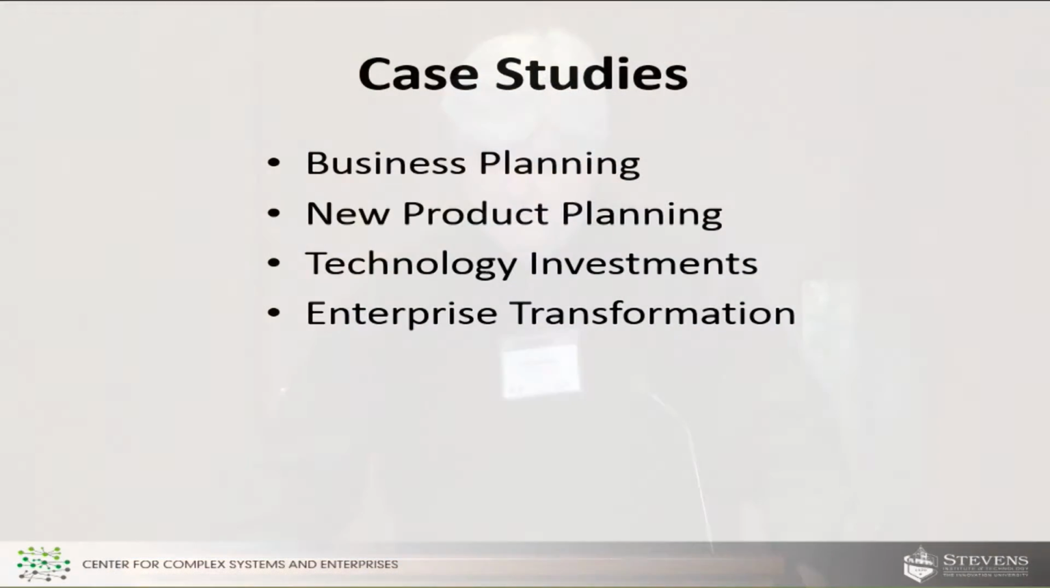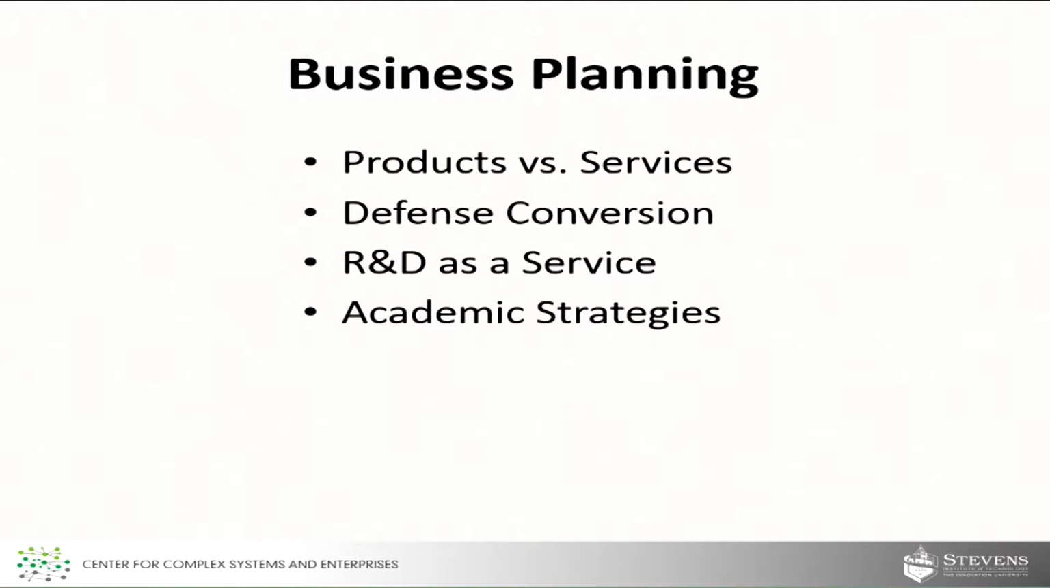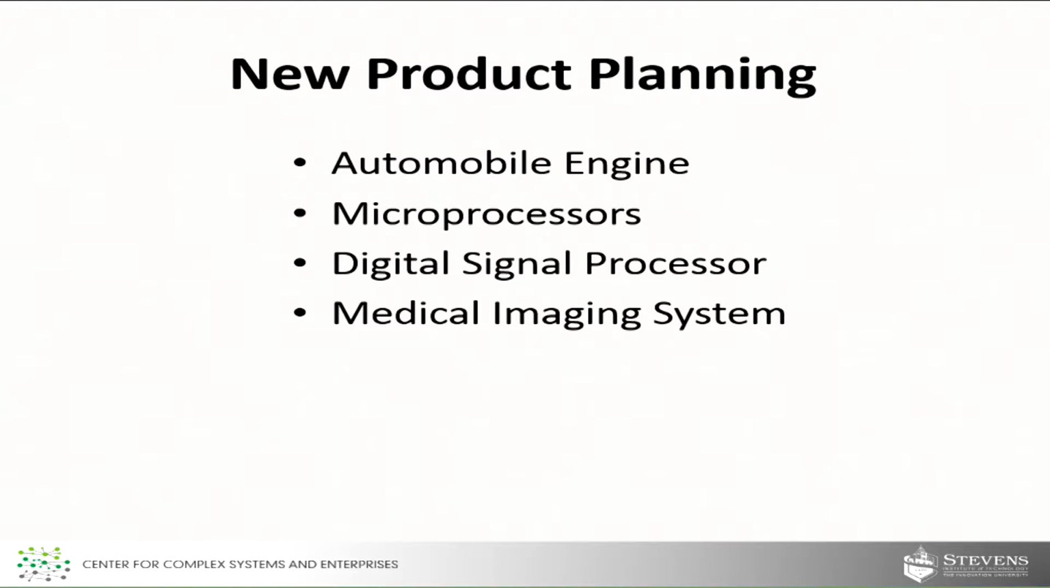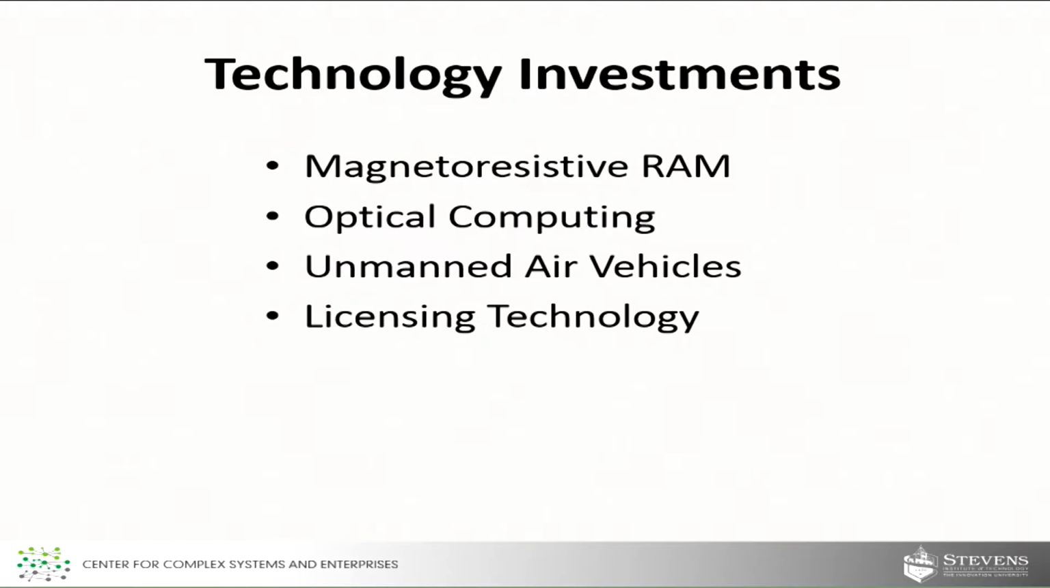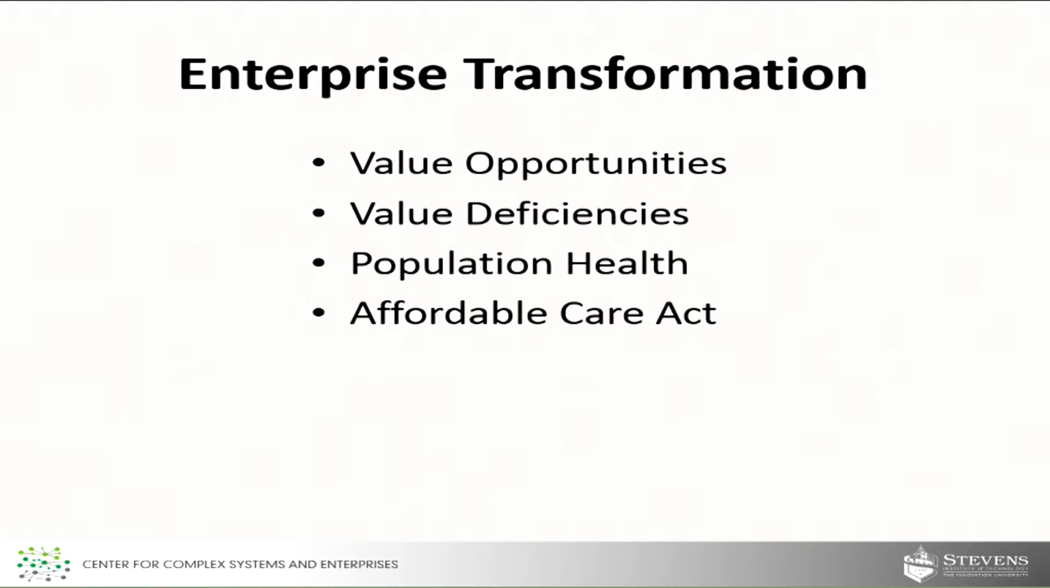So we've done these studies over the last many years in these 4 broad areas. Some examples in business planning: products versus services, defense companies converting to other marketplaces, R&D as a service, academic strategies. New product planning: automobile engines, microprocessors, digital signal processors, medical imaging systems. Technology investments: random access memory, optical computing, unmanned air vehicles, licensing technology. Sometimes people have developed technology, or inventions, if you will, that they don't need. So how do you look at selling that to other companies? Enterprise transformation: how do you understand opportunities, understand deficiencies, how do you deal more recently with population health initiatives and the Affordable Care Act. So these 16 are examples of activities we've taken on.